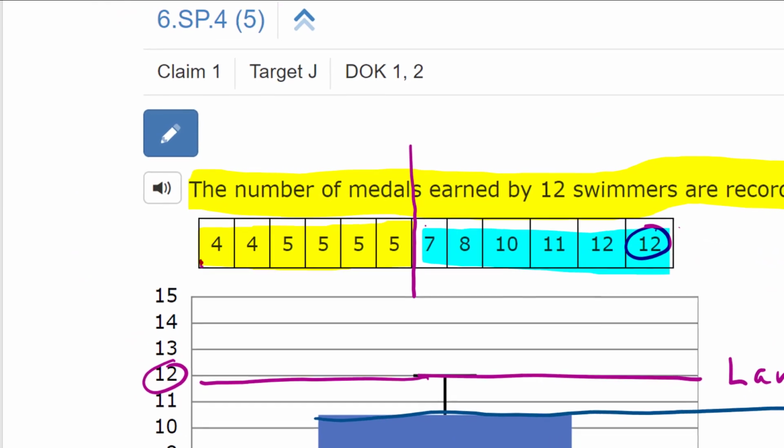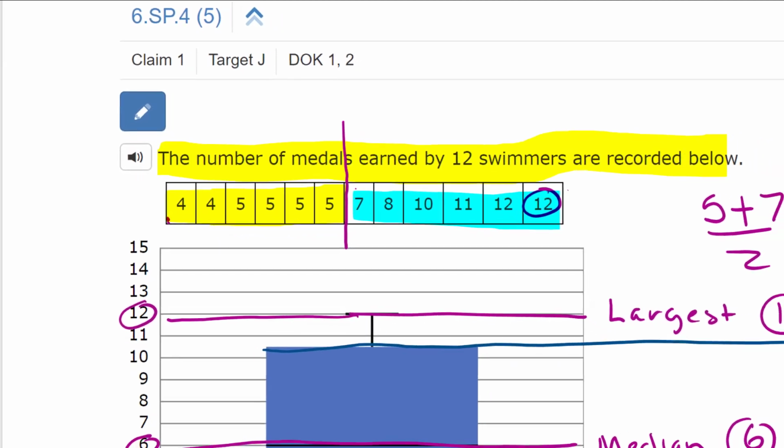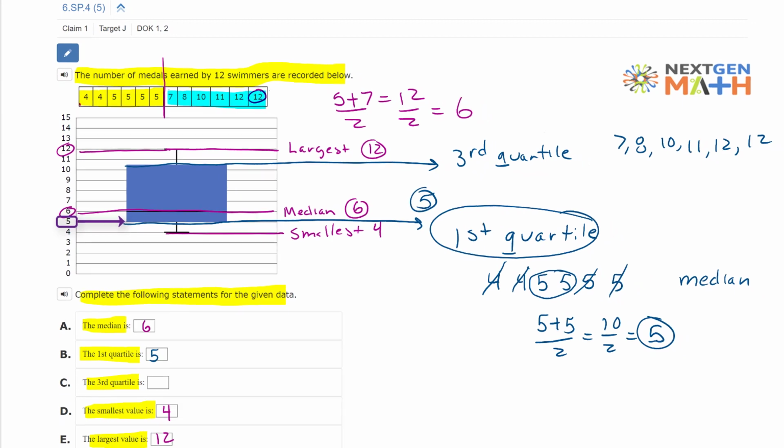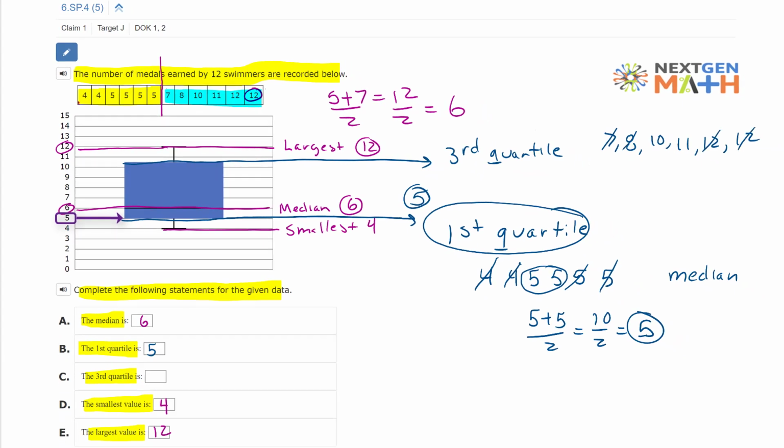So we have a 7, 8, 10, 11, 12, and 12. And so what we're going to do is make our way till we get to the middle number. And again, because it's even, we're going to stop there. And we need to take the average of 10 plus 11 divided by 2. So that's 21 divided by 2, which equals 10.5. So our third quartile is 10.5. And if you notice on this box right here, the third quartile ends up at 10.5.